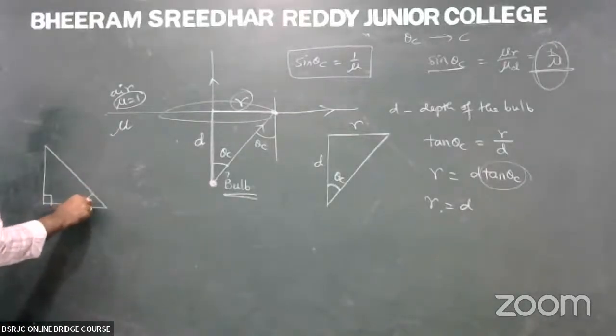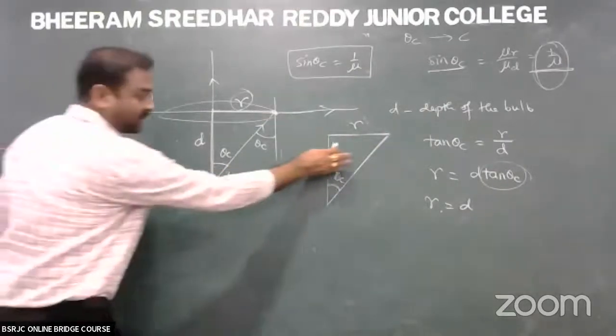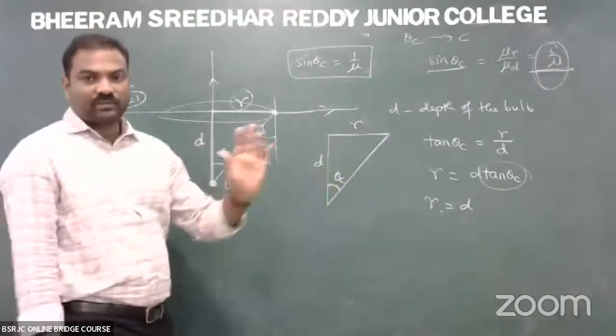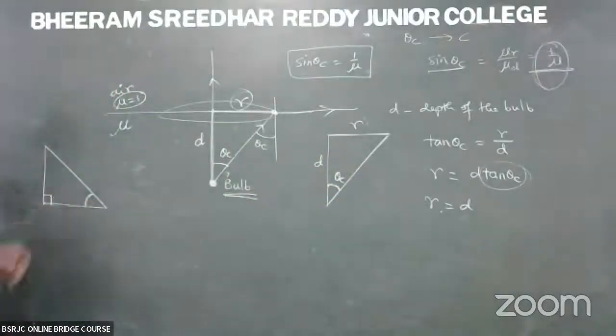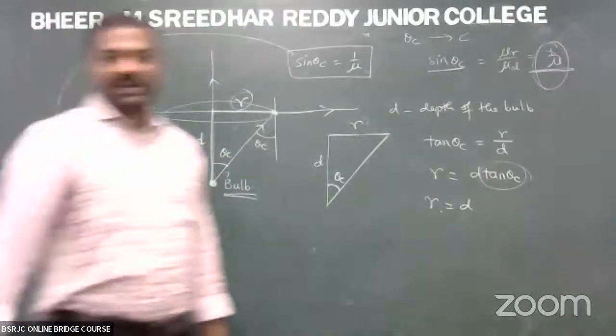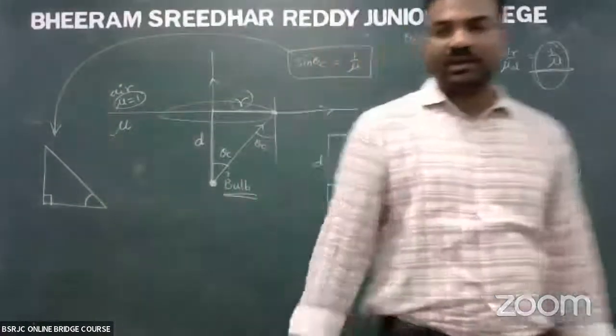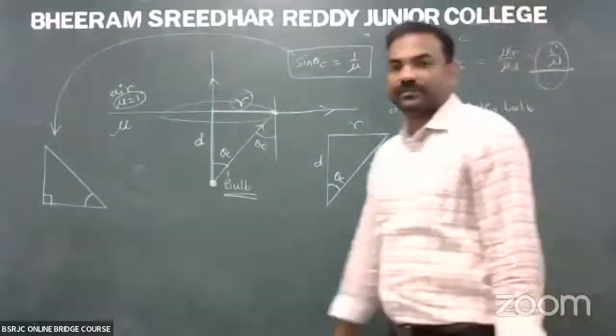Now I am taking this as the theta. I am not drawing this diagram again. This triangle is different from this triangle. I am drawing the sin theta c triangle. For sin theta c equal to 1 by mu, I am drawing the triangle. Don't confuse it with this triangle.